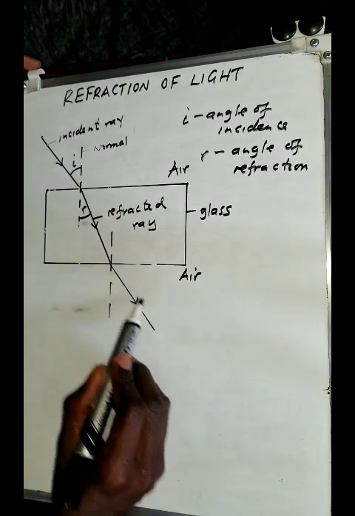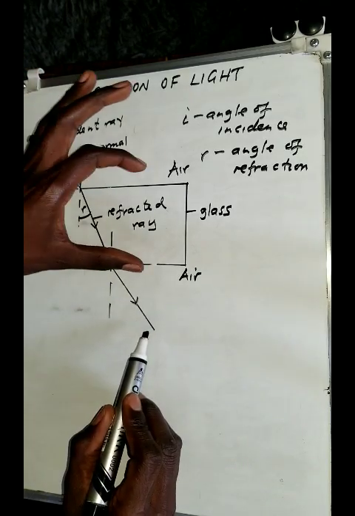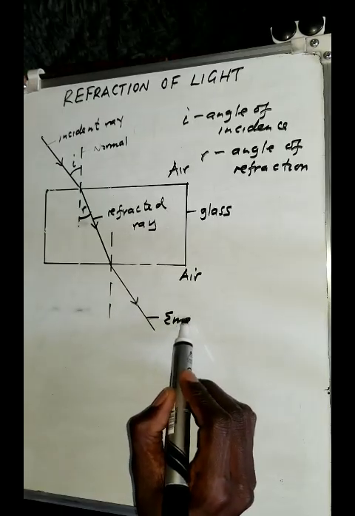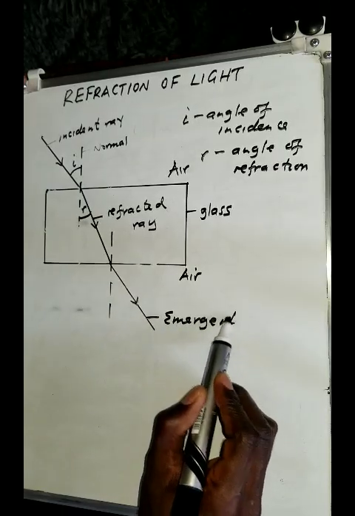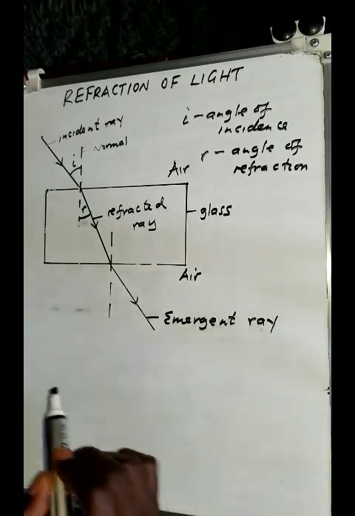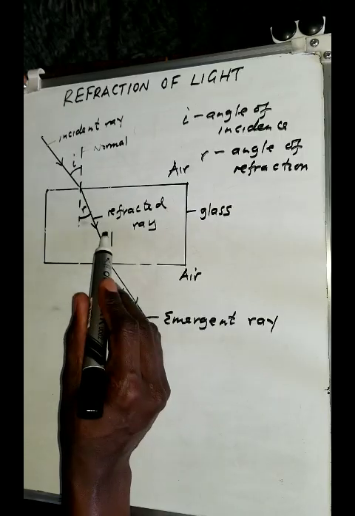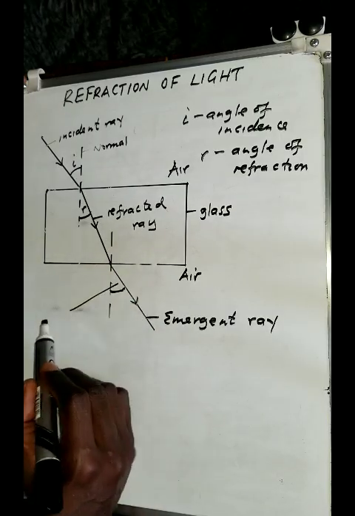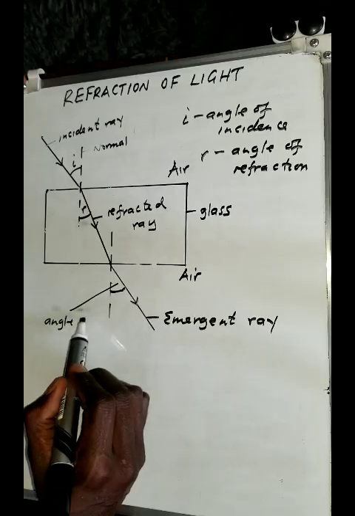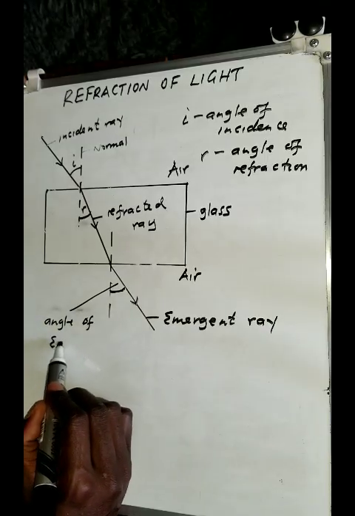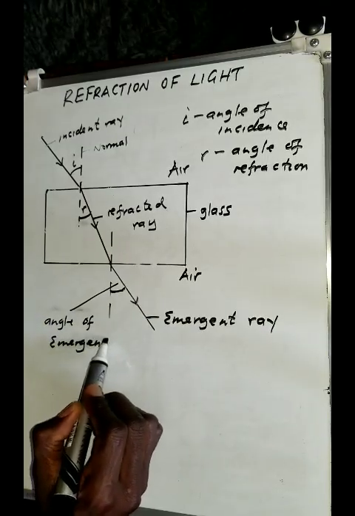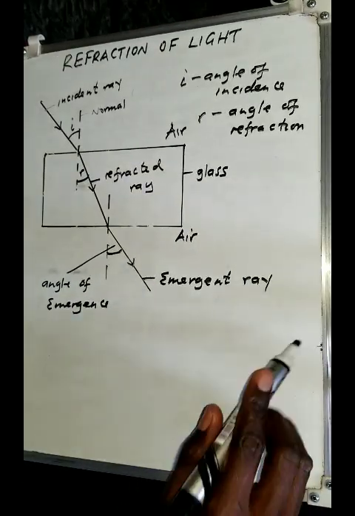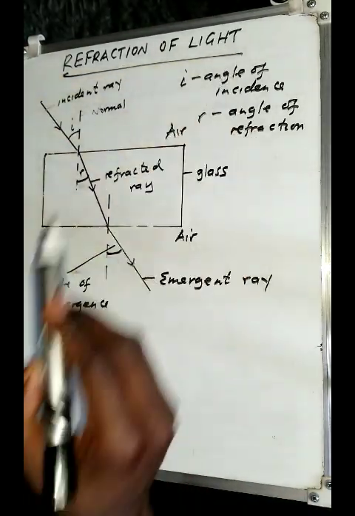And this ray that is now coming out from the glass block is simply called the emergent ray. And the angle between the normal and the emergent ray is called the angle of emergence. So that is what you need to remember. It is a summary of what we call refraction of light.